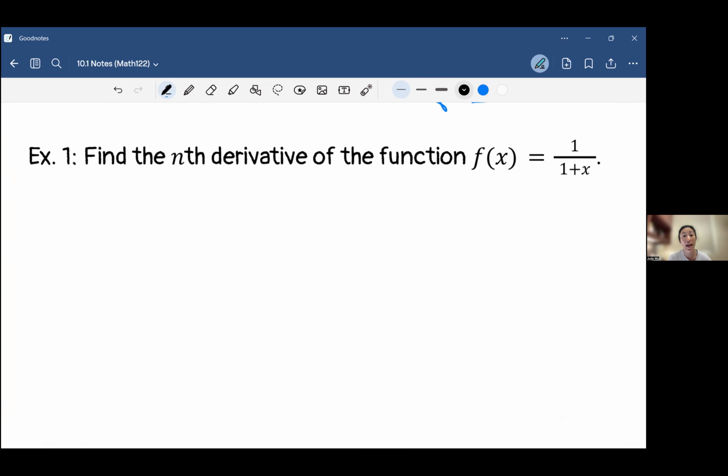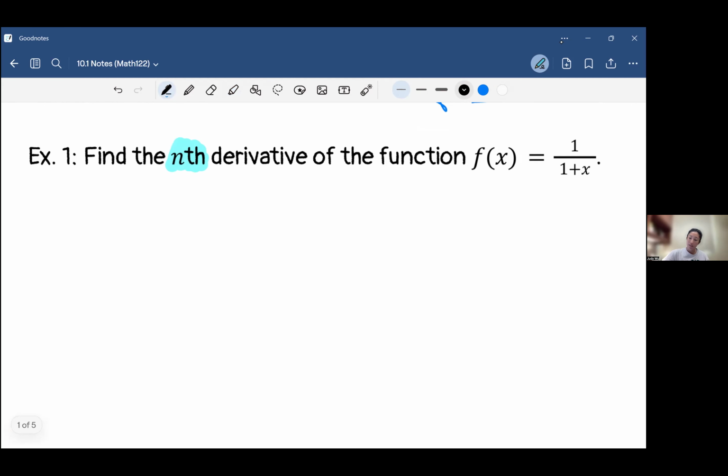Let's take a look at example number 1. It says find the nth derivative of the function f of x equals 1 over 1 plus x. One clue that we really want to not simplify and instead look for the patterns is that I'm asking for the nth derivative. I'm not asking for the 4th one or the 5th one, a specific one. I'm asking us to find a pattern in general to find any derivative of this function.